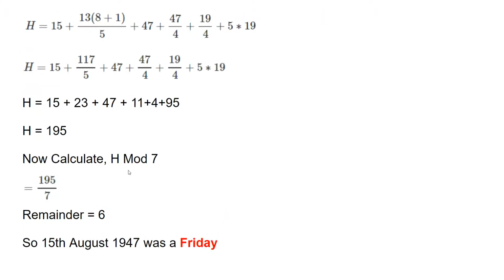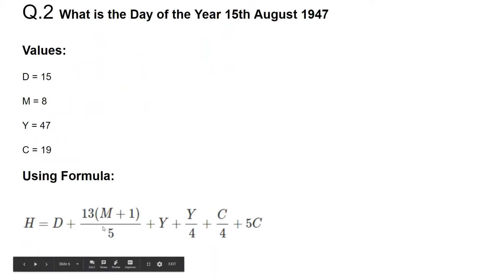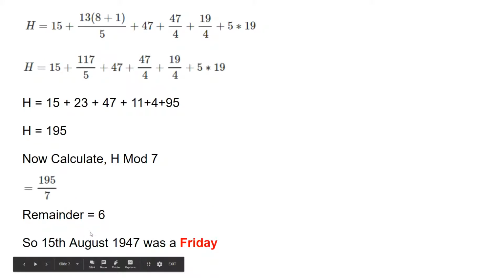Now substitute these values into this formula, and this is what you get. Make sure whatever division you are doing here, no decimals, only the quotient. So if you divide 117 by 5, you should get 23. 47 by 4, you should get 11. 19 by 4, you should get 4. So the final value of h will be 195. Now you divide this 195 by 7, and the remainder would be 6. If we go back to the table, 6 is Friday. So we can say 15th August 1947 was a Friday.